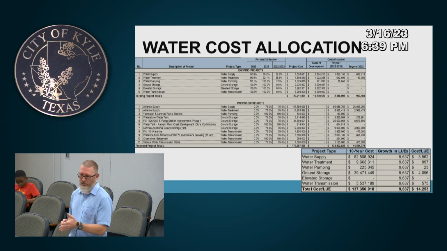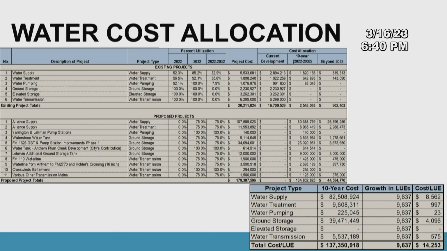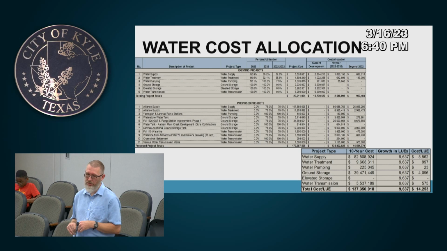So for those existing assets in the column that is labeled 2022, city staff provided estimates of how much those assets are currently being utilized, or how much demand out of their total capacity is being used. So for ground storage, elevated storage, and water transmission, we're basically assuming that there is no excess capacity in those parts of the system right now. And with water supply, water treatment, and water pumping, there is some excess capacity in each one of those parts of the system.